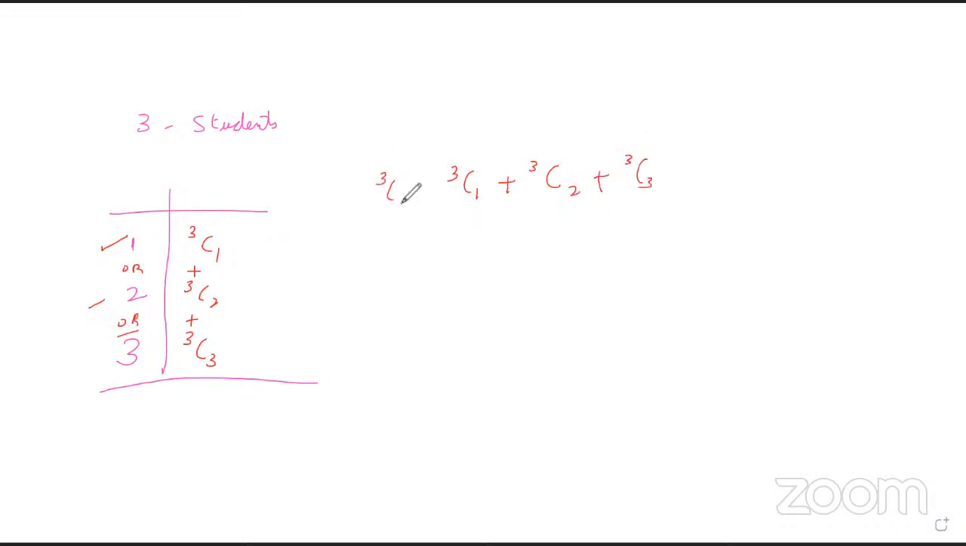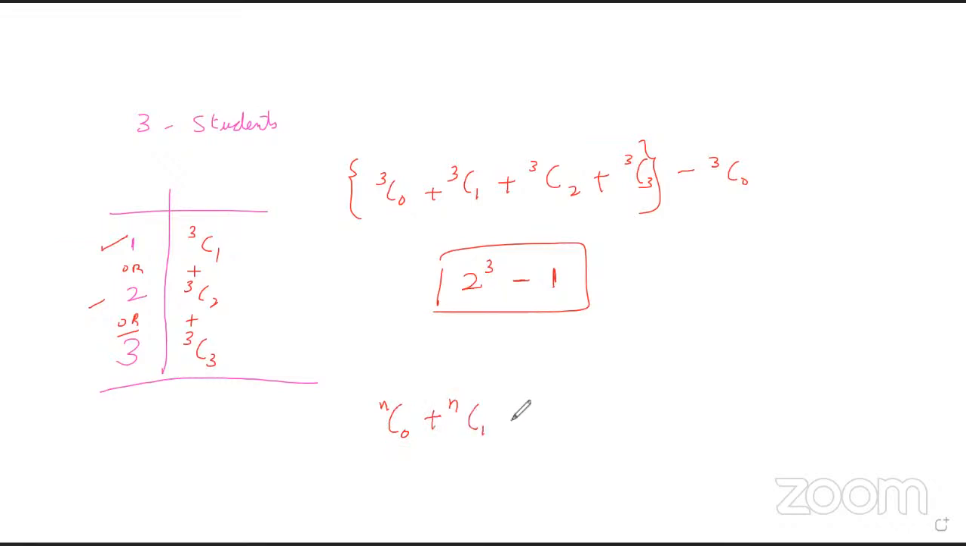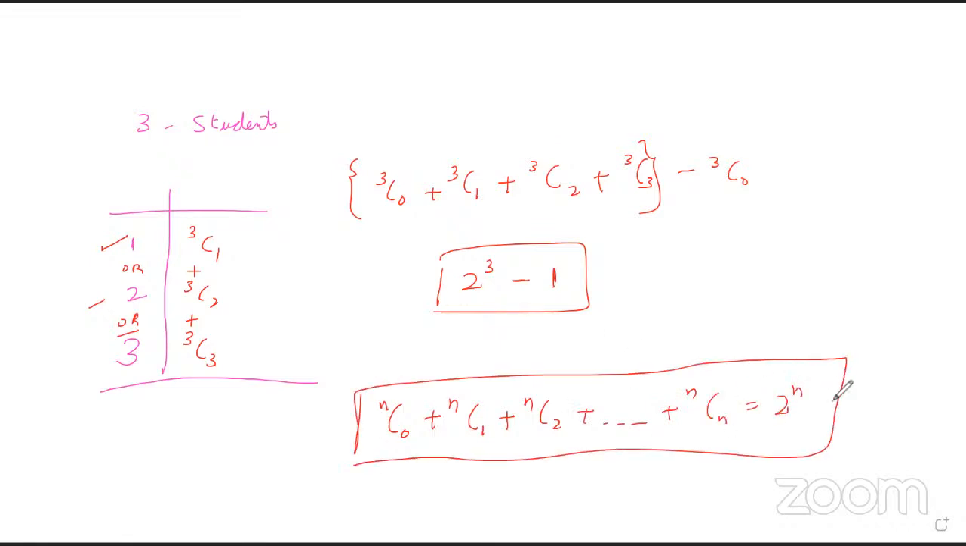So if I subtract 3C0 from this term, then by the property, it would be 2 cube. Sir, where will we get this formula, 2 to the power? Okay, so in general, this is the formula. It will be covered in the lectures as well. nC0 plus nC1 plus nC2 and so on, add them all, it is equal to 2 raised to the power n. So here n is 3, right? 3C0, 3C1, 3C2, 3C3, it is 2 cube.